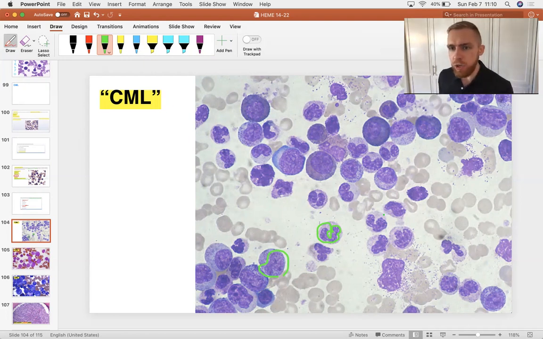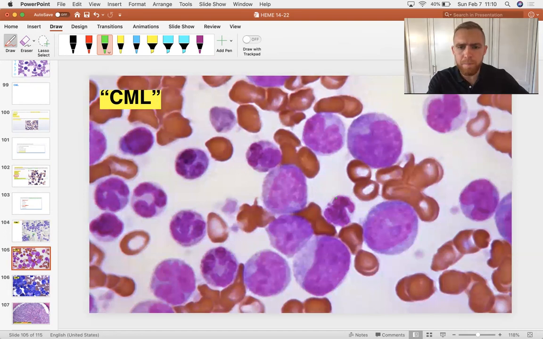And then what else are you going to look for to diagnose CML? The Philadelphia chromosome, because every CML has a Philadelphia chromosome. Well, let me rephrase that. Every CML has a 9;22 translocation, and out of those, 95% of them are the standard Philadelphia chromosome.